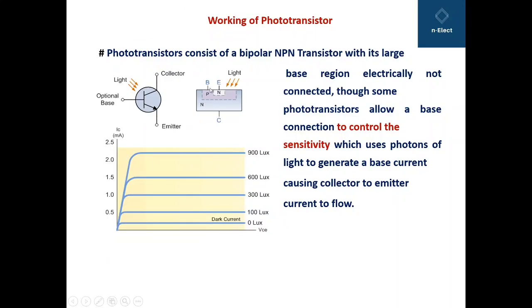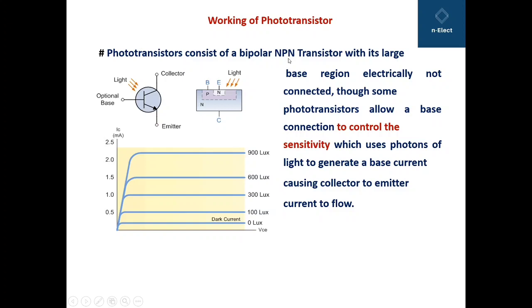Working of phototransistor. Here we have shown the symbol of the phototransistor, where the light is incident on the junction, and the doping of different layers, the base, emitter and collector layers, in the diagram, along with the graphical representation of the change in collector current to the change in collector to emitter voltage with light intensities from 0 luminance to 900 luminance.